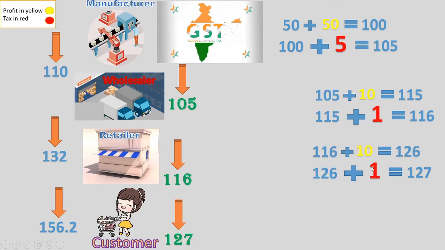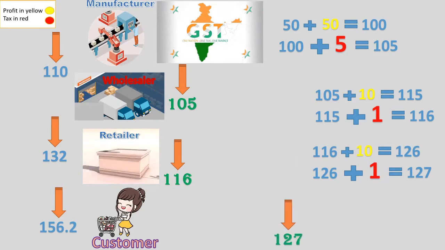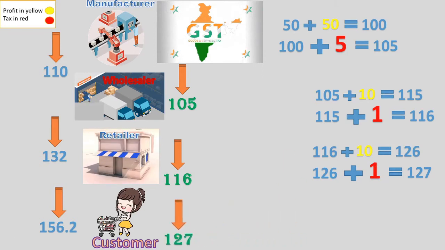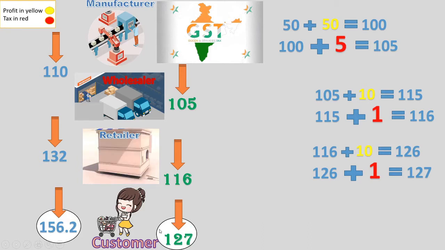Here you can see clearly that the manufacturer is going to sell the product for 105 and ultimately the customer is going to get it for 127. And in the earlier tax structure the same product will cost 156.20 paise to the customer, and now it will cost 127 rupees. This is just an example to make you understand how GST works.